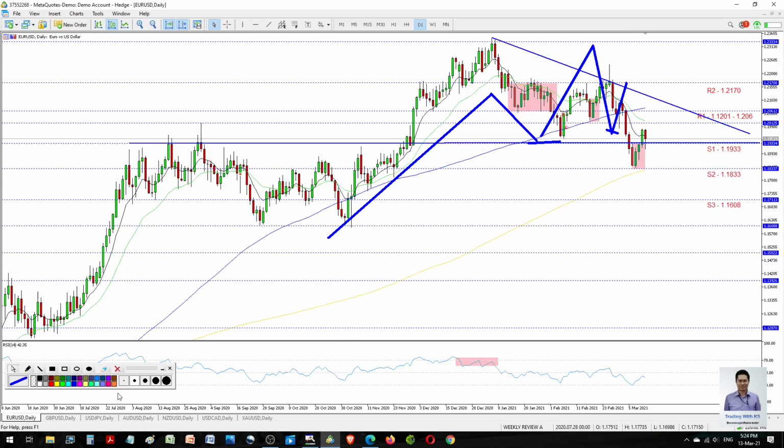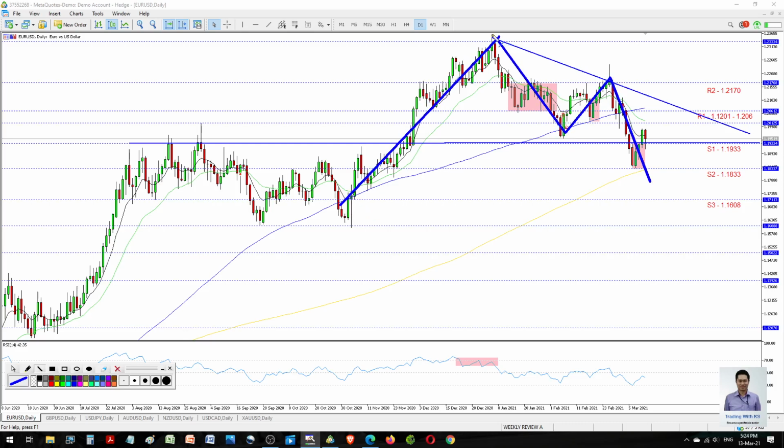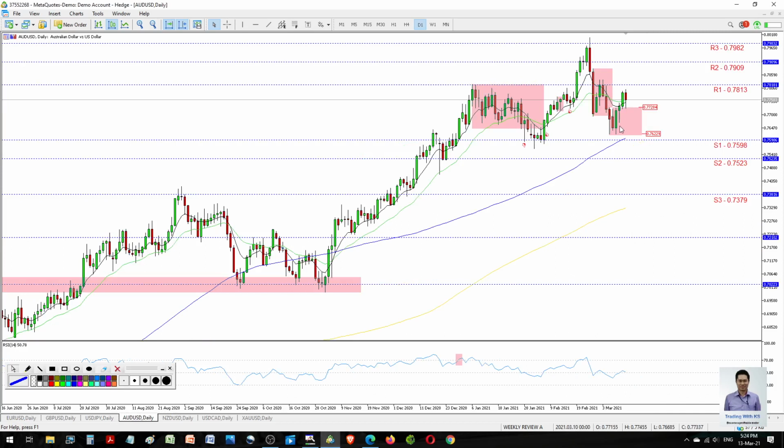We look at EUR USD. EUR USD has already made a lower low, so this one is technically a downtrend. This one, technically, is still an uptrend because, first, it hasn't made a low that is lower than the previous low.